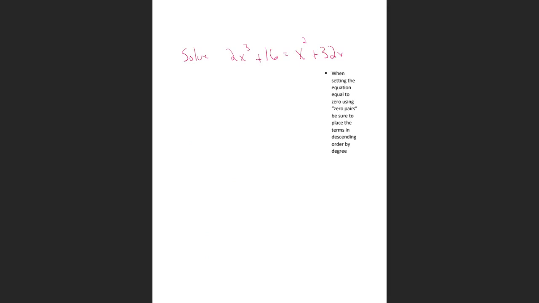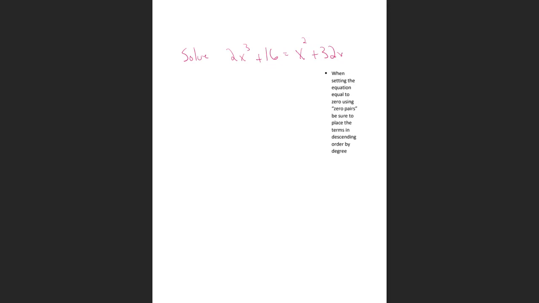So for the next question, I have to solve 2x cubed plus 16 plus x squared plus 32x. It looks like it's got 4 terms, but they're not all on the same side. So my first move is actually to set it equal to 0.